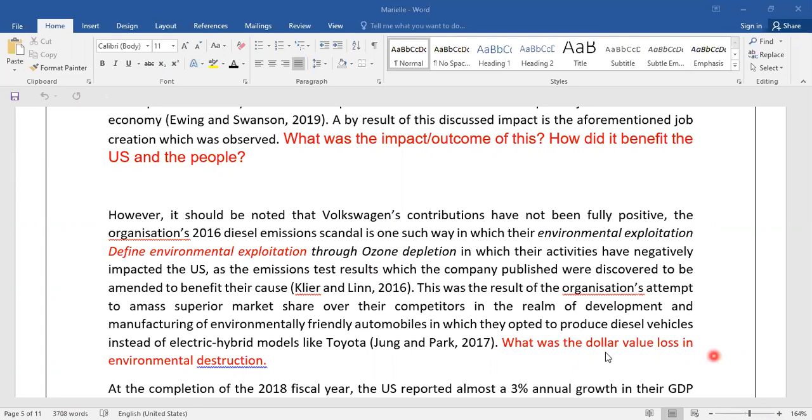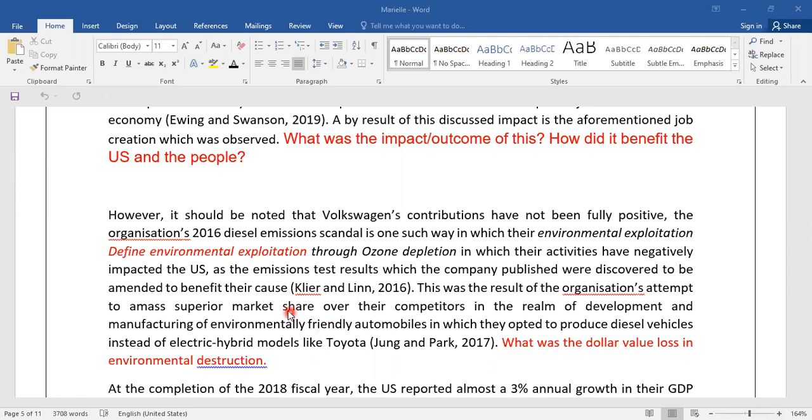You could say estimates of environmental destruction from automobile manufacturers have been stated in the amount of X, Y, and Z. So I think that is not impossible to find. You may not be able to find the exact amount that Volkswagen destroyed, but you could get something comparable, something similar. Any other researcher or scholar who wrote any article in which they attempted to quantify the value of environmental loss caused by vehicle emissions.